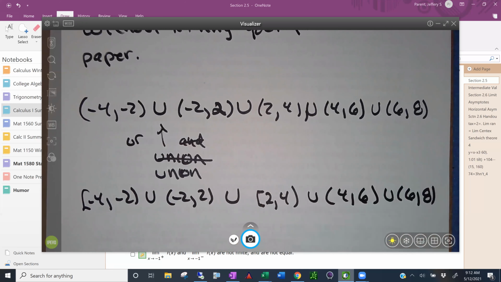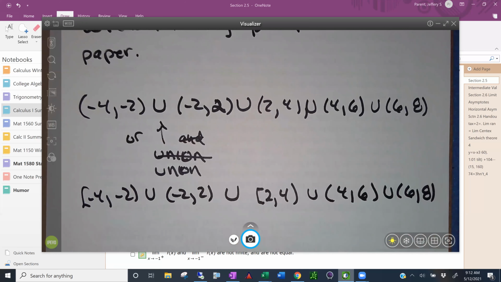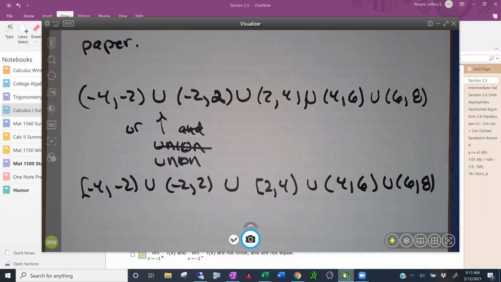My habit, especially in class, is to just say, just use parentheses on all these. So thanks for the question. I'm pretty sure that WebAssign is going to want brackets here and here. Other questions or thoughts on that one?